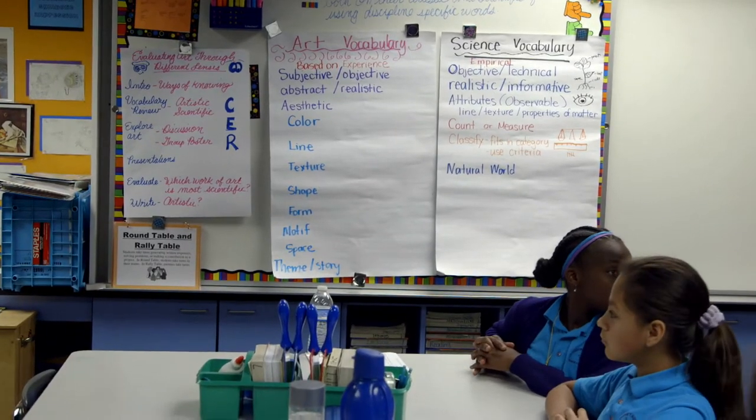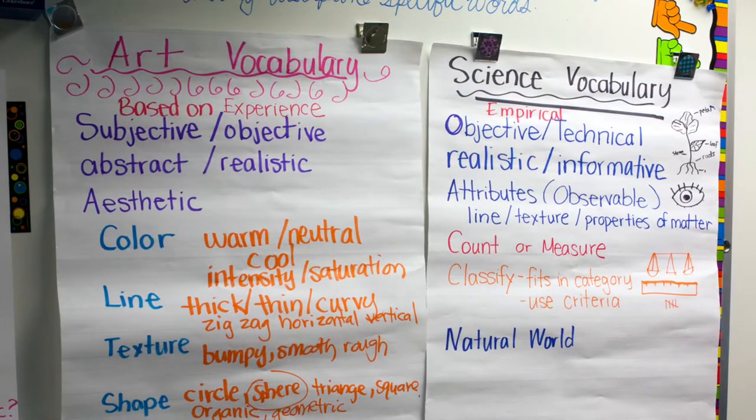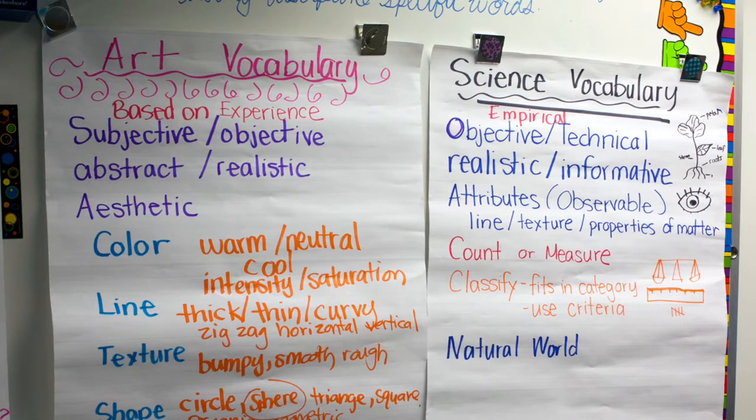Subjective. The learning objective was for students to be able to evaluate and compare different works of art through different lenses. So looking at the art as an artist and using artistic words, and looking and analyzing through a scientific lens and using technical or scientific words.